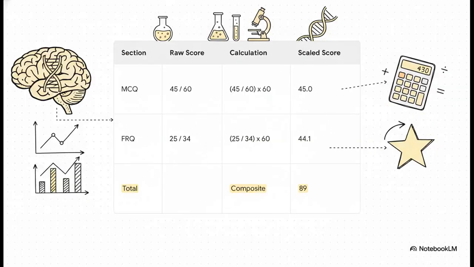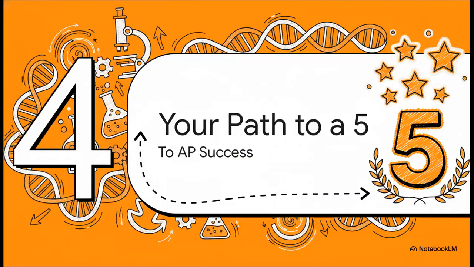Let's make this real. Say you nailed it and got 45 out of 60 on the multiple choice. Awesome, your score is 45. Now, for the free response, you earned a solid 25 out of 34 points. So we do the math. 25 divided by 34 times 60 gives you a scaled score of 44.1. Add that to your 45, and boom, your composite score is 89. See? Not so scary.